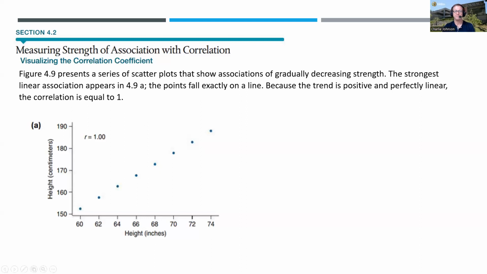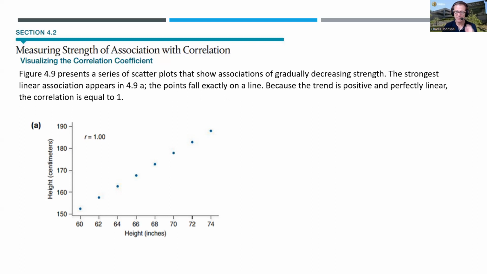Figure 4.9 presents a series of scatter plots that shows associations of gradually decreasing strength. The strongest linear association appears in the following figure A. The points fall exactly on a line. If we drew a line through those points, we would match every single one of those points because the trend is positive and perfectly linear. Here is where the correlation coefficient is equal to 1.